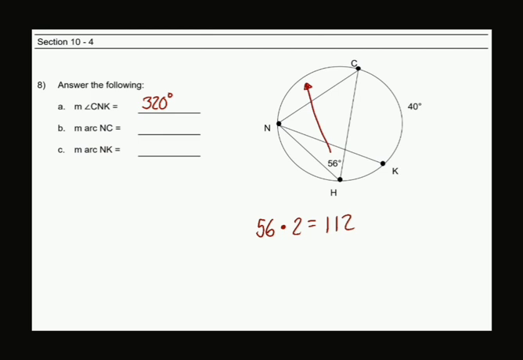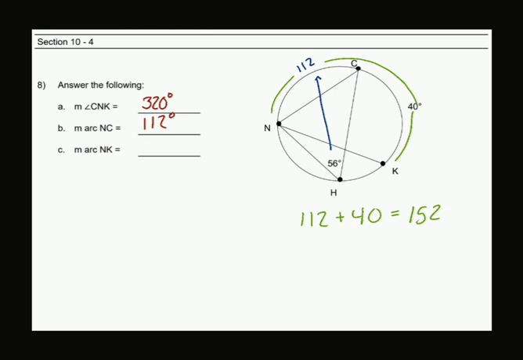NC is a minor arc. It's connected to the inscribed angle NHC, which is 56. When it is pushed out to the outside of the circle, it is doubled to 112. We're going to borrow that 112 from before.